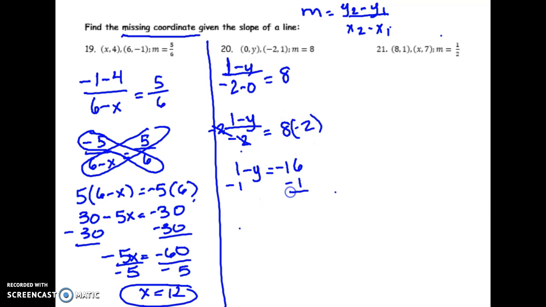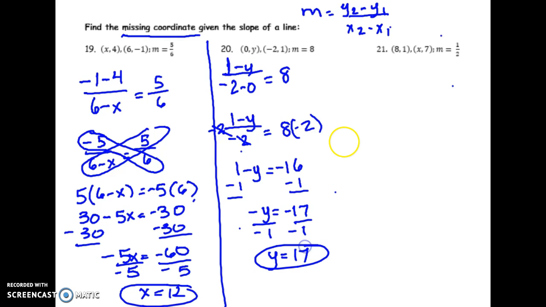I'll subtract 1 from both sides. Negative y is equal to negative 17, and then I divide by negative 1. My y is equal to 17.